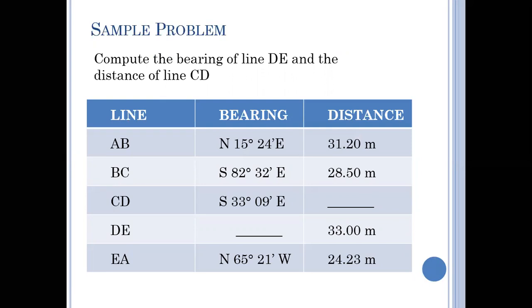So this is the given problem. Compute the bearing of the line DE. We're missing the direction of the line DE and the distance of the line segment CD.